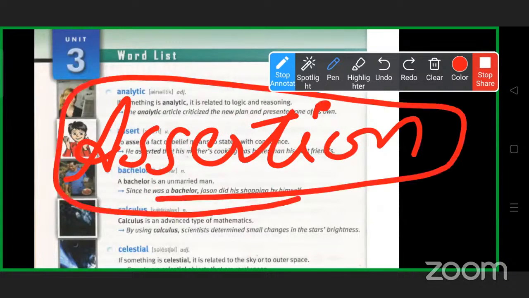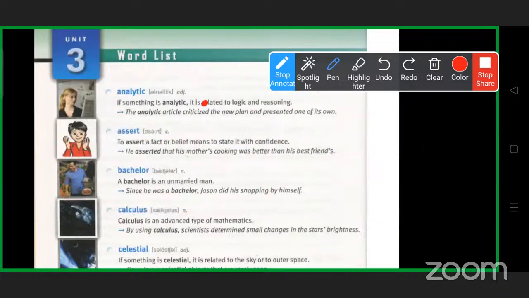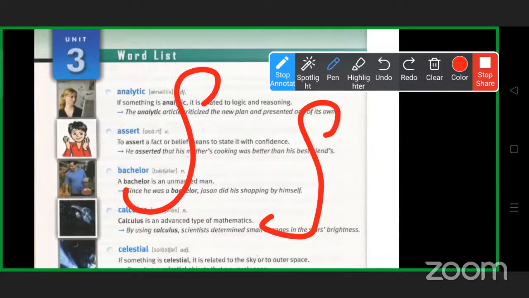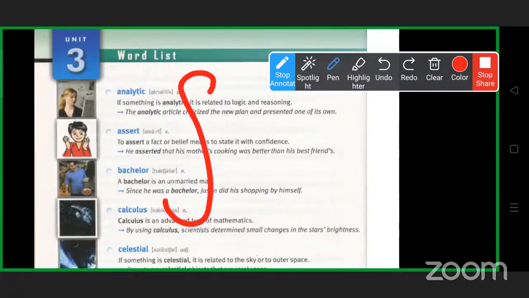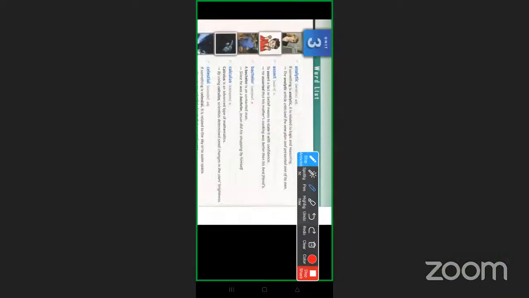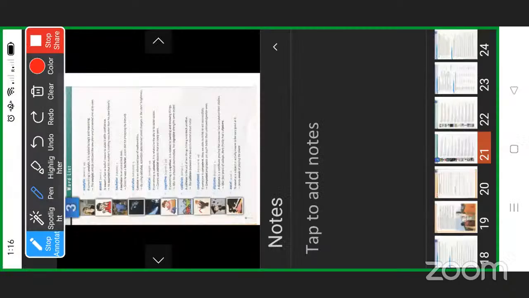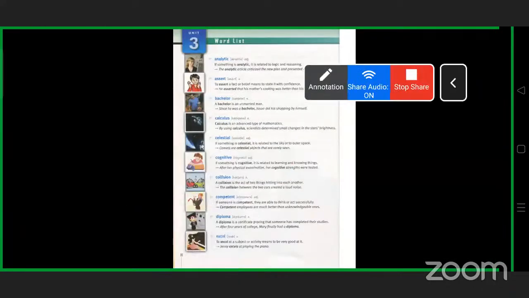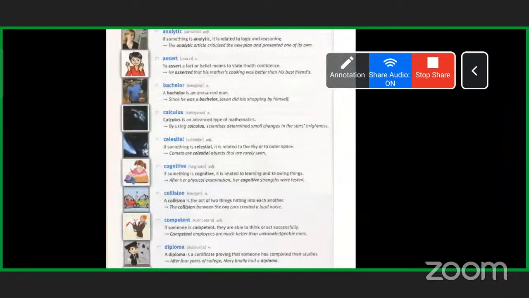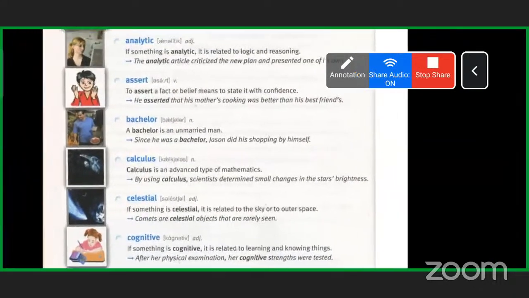Assertion. So the sure sound, I told you, what's the symbol for sure? That's the symbol for sure. In phonetic transcription or the IPA system, the International Phonetic Alphabet system, we have this sure sound and this sure sound. Remember that. So assertion can be made only when you have confidence in your statement. Yeah, I'm right, and you are making a statement on that.